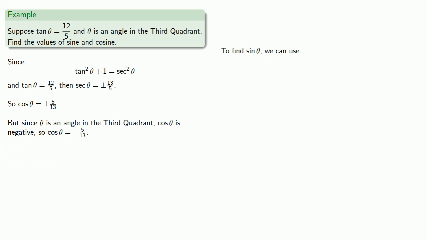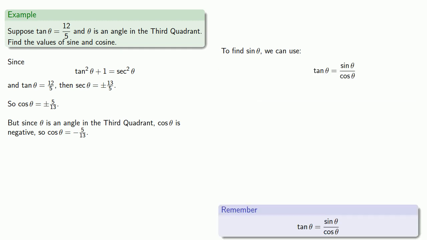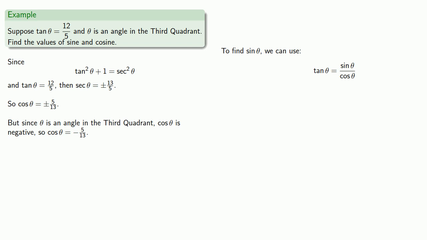To find sine of theta, we can do a number of different things, but probably the easiest is to use our relationship tangent theta equals sine theta over cosine theta. So sine theta is equal to tangent theta times cosine theta, and we know the value of tangent theta and the value of cosine theta, so we can calculate the value of sine theta.